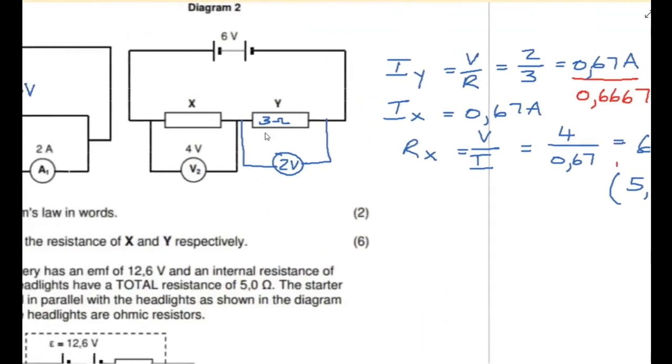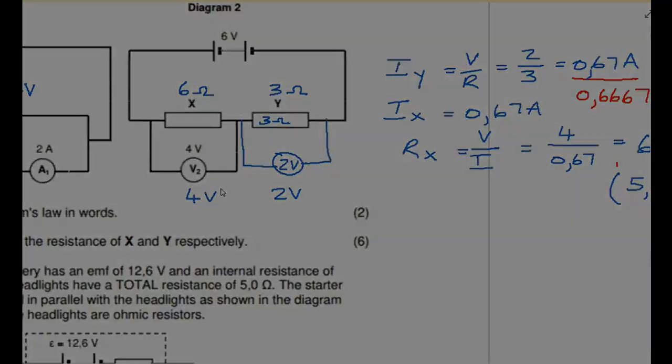The other way of doing it, the quicker way, is ratios. How do I work with ratios? If this is 4:2, because remember this is 4 volts and this is 2 volts, that means that if this is 3 ohms, because I'm in series, my resistors must be in the same ratio, which means this has to be 6 ohms. Because it's double the volts across X, therefore it must be double the resistance. So that would be the quick way of getting the answer.